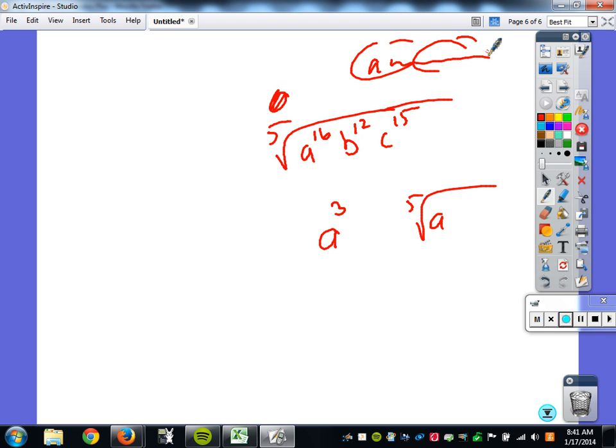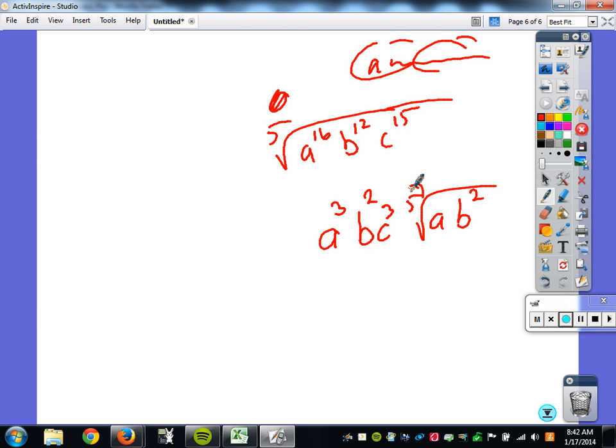How many times can 5 go into 12? Twice with 2 left over. Pretty simple, huh? How many times can 5 go into 15? 3 times. And notice, because this was an odd root, do we even have to do absolute values? Nope, because they could be negative, couldn't they? Does that make sense? Pretty simple. Wait, why do these not have absolute value? Because it was an odd root this time. And odd roots can come out negative, can't they?